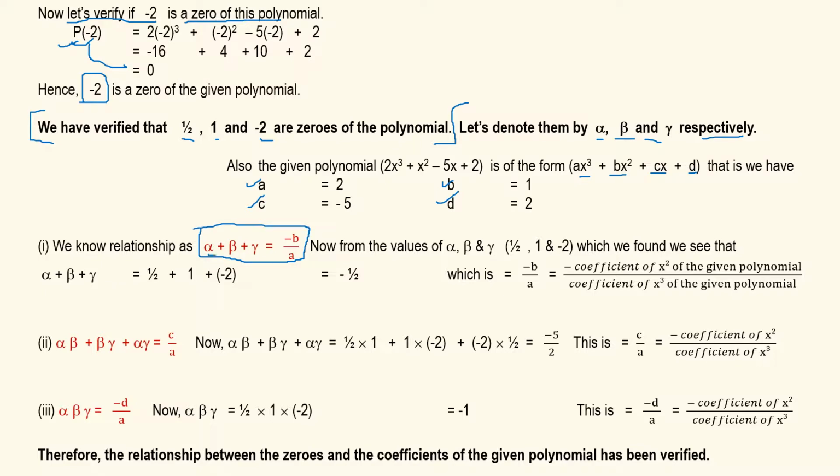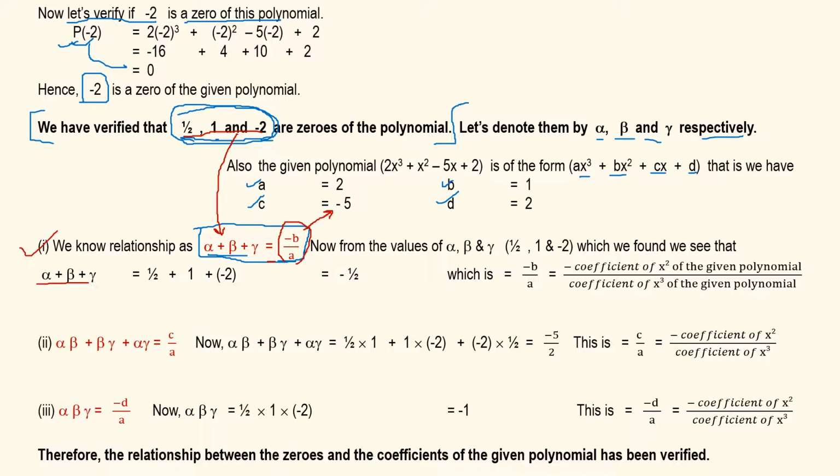So the equation alpha plus beta plus gamma is equal to minus b by a is the relationship, and now we shall verify it by using the values of the zeros that we found out. That is, we verified that alpha, beta and gamma are equal to 1/2, 1 and minus 2. So now we shall place these values of alpha, beta and gamma into the left hand side of this relationship that we are trying to verify, and then whatever value we get, we will compare it to the right hand side where we will keep the values of a, b and c, which we have just written over here. So let's try to verify the relationship number 1.